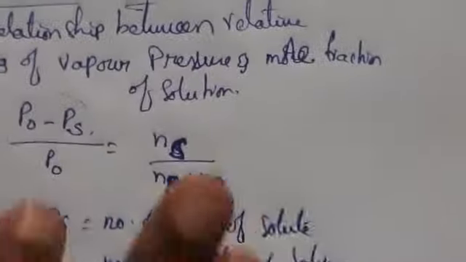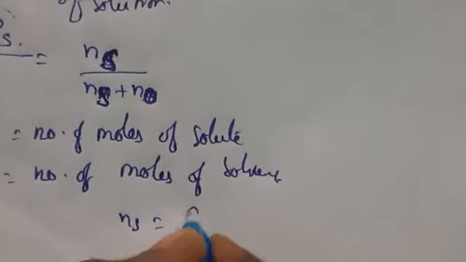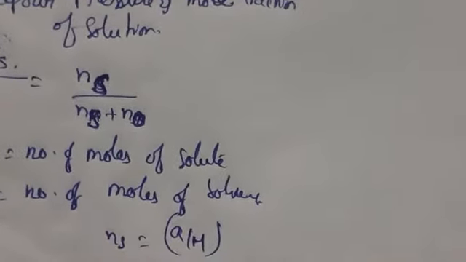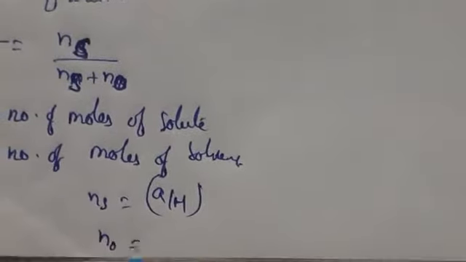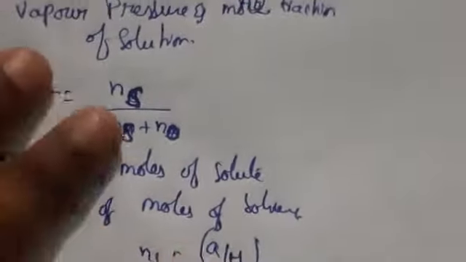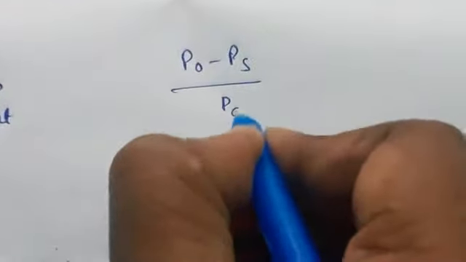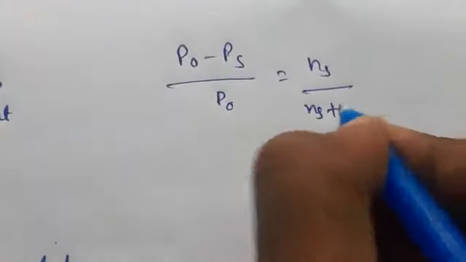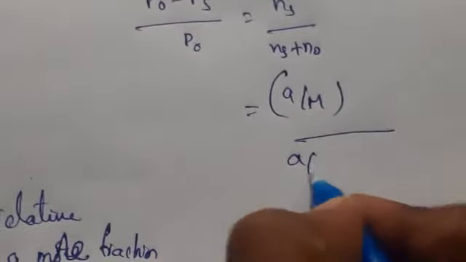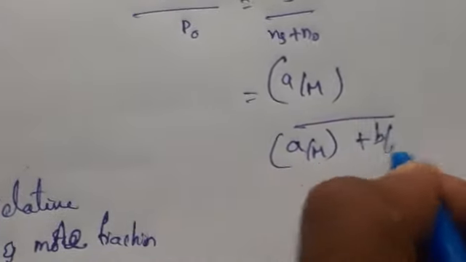Generally, if you have to derive this equation, let us take Ns equals A by M. The number of moles of solute is A by M, where A indicates the weight of the solute and M indicates the gram molecular weight of the solute. For the solvent, N naught, we can write it as B by W. When you substitute these two, as we know according to Raoult's law, P naught minus Ps by P naught is equal to Ns by Ns plus N naught. So this gives A by M plus B by W. This is the equation we have got.